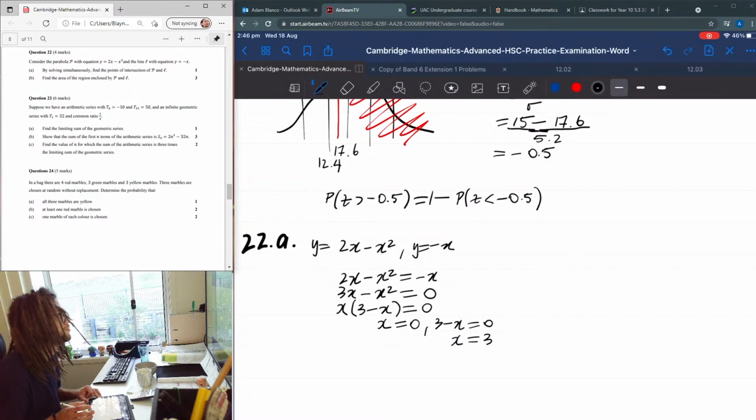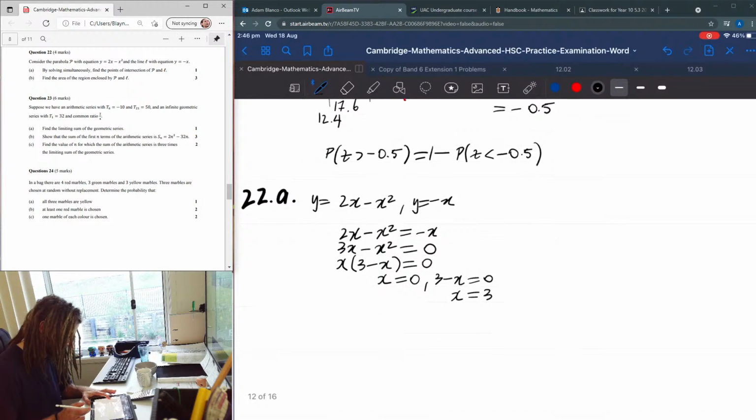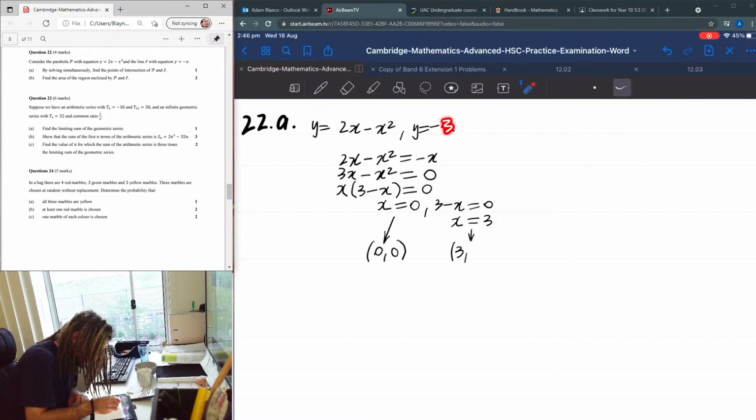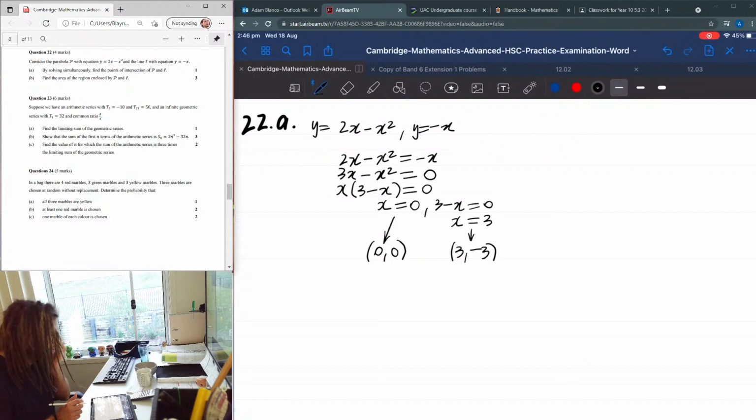Now I have my two x values. I want points, okay. So then I substitute each of those back into wherever I want. So this tells me I've got the point 0, and if I just chuck a 0 in here, that gives me y equals 0. And here, x equals 3, I chuck a 3 into here, that's going to give me minus 3. There are my two coordinates. It did ask for points, so I'm just going to write them as coordinates.